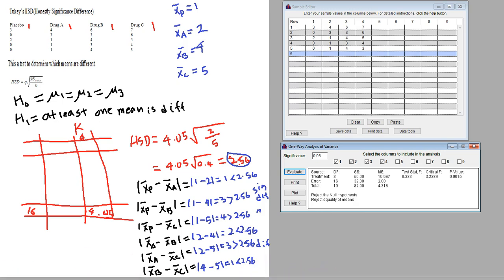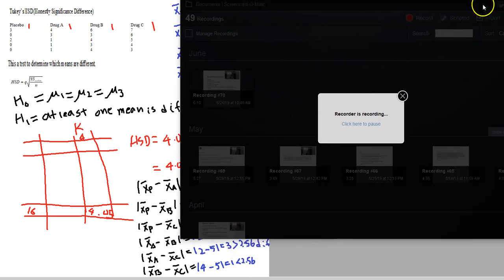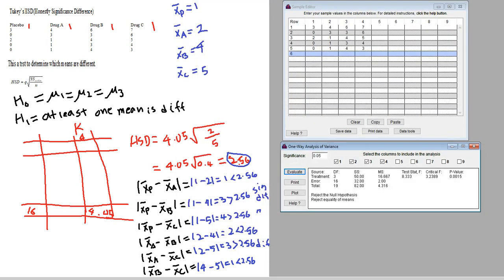If they are greater than the HSD, there is a significant difference. So that's what we call Tukey's HSD. Now there are other ones that we can use, but in this class we're just going to focus on Tukey's HSD only.